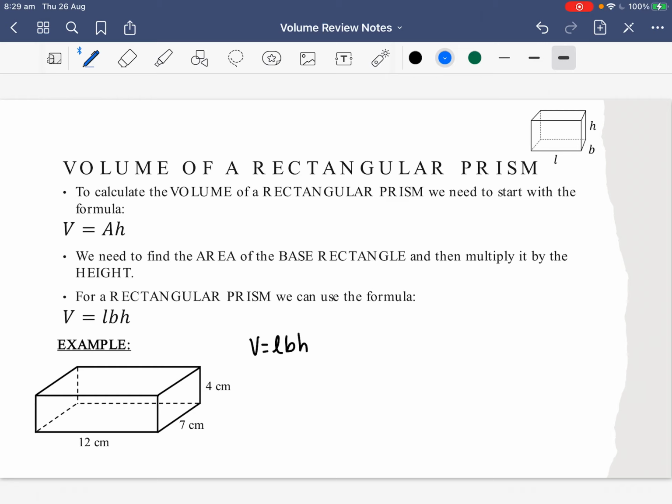So let's have a look at this example. Our formula is V equals LBH, where our length is 12, our breadth is 7, and our height is 4. We substitute these values into our formula, so we have V equals 12 times 7 times 4. We put this into our calculator, and we get V equals 336 centimeters cubed.